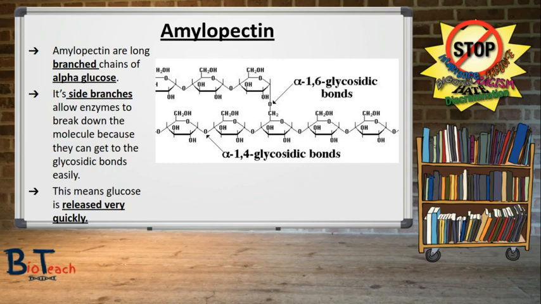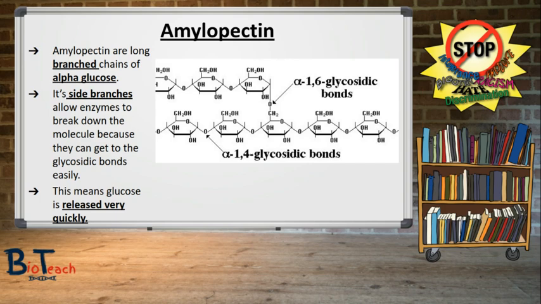Next is amylopectin. Amylopectin makes up about 70 to 75% of a starch molecule. It's a long and branched chain of alpha glucoses. The long chains arise with the usual 1,4 bonds that we saw in amylose. The branches arise from 1,6 bonds.